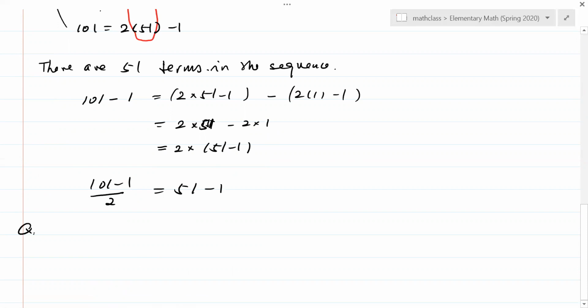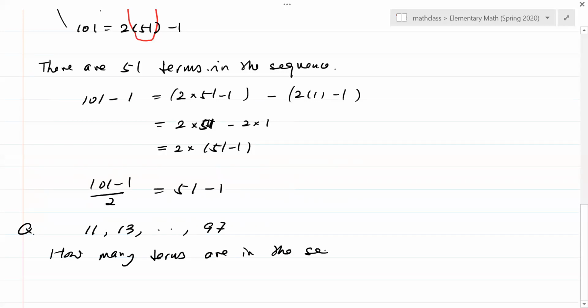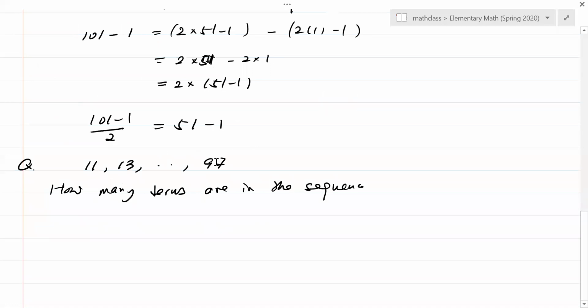Okay, so let's look at the following problem. Given 11, 13, all the way to 97. How many terms are in the sequence? If you want to count how many terms are in the sequence, the quick way to do it is 97 minus 11, then it's increased by 2, so I have to divide by 2, but you also have to add the 1 there.